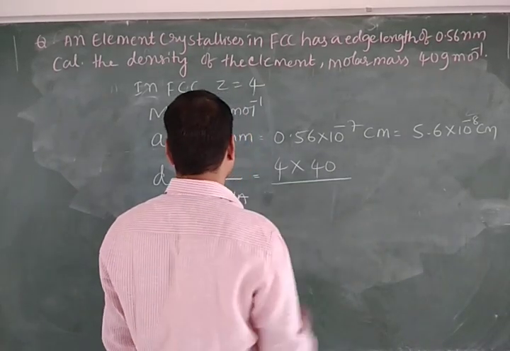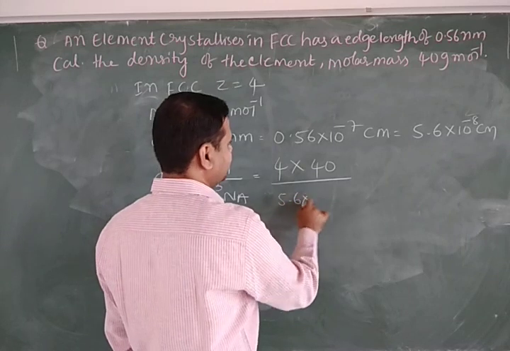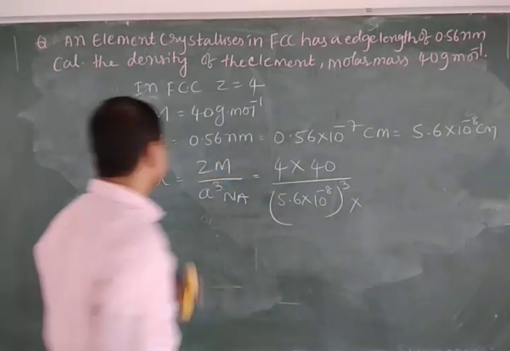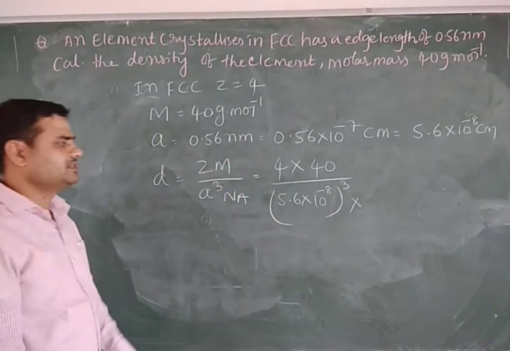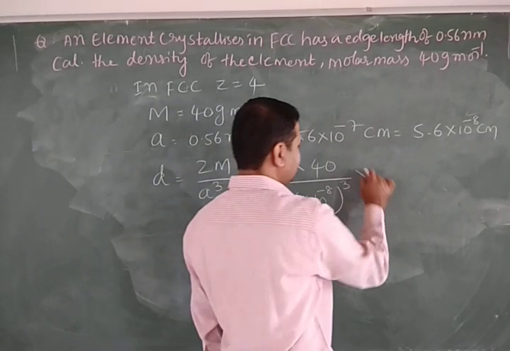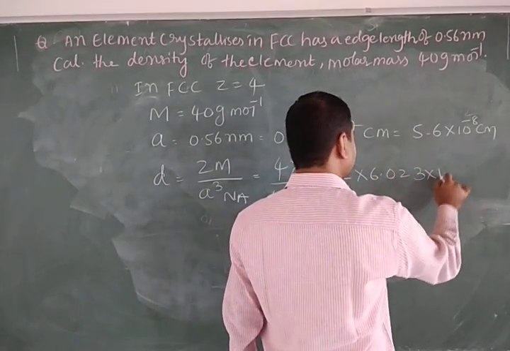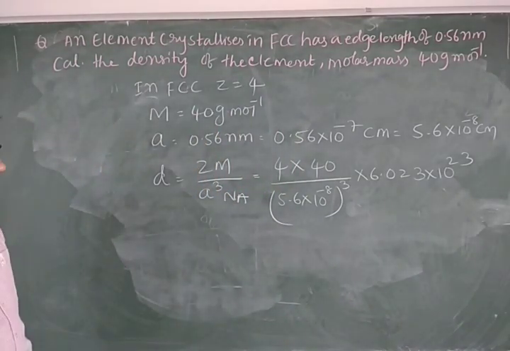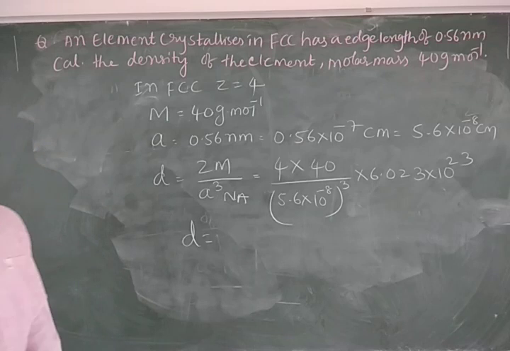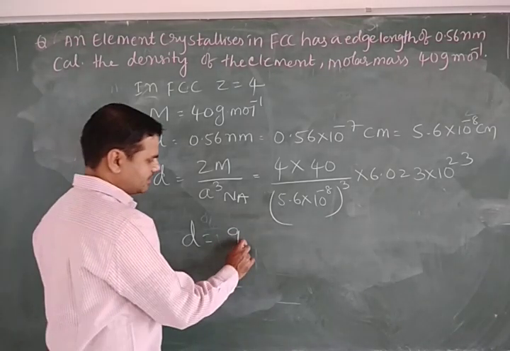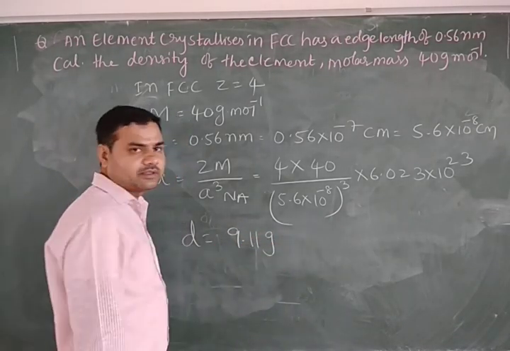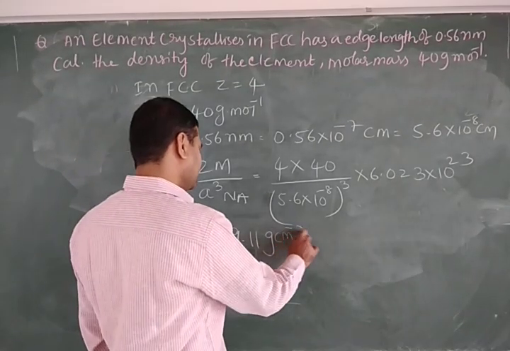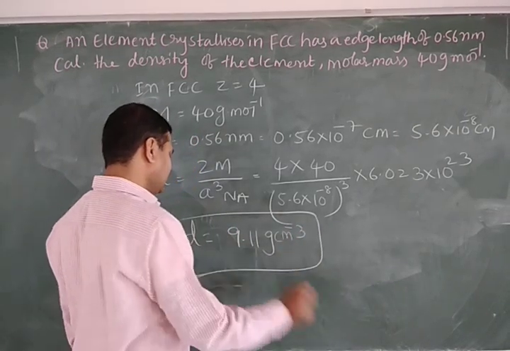A cube value is 5.6 into 10 power minus 8 whole cube, because the A value is 5.6 into 10 power minus 8. Na means Avogadro number, 6.023 into 10 to the power 23. Do this calculation, and finally you will get density equal to 9.11 gram per centimeter cube. This is the answer.